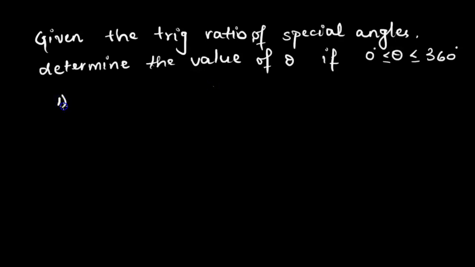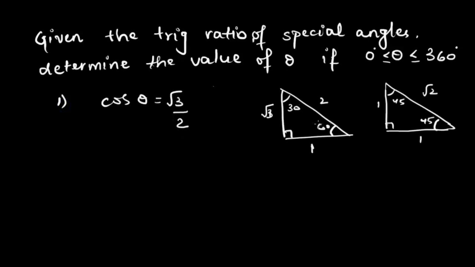Let's take the first example. We're given cosine theta is equal to root 3 over 2. We are given these two triangles, and we know root 3 and 2 can be found on the 30-60 triangle. And we also know cosine theta is adjacent over hypotenuse. So for which angle is the adjacent root 3? Root 3 is here, and the angle for which it is adjacent is 30 degrees. Therefore, from here we get to know that theta is going to be equal to 30 degrees.